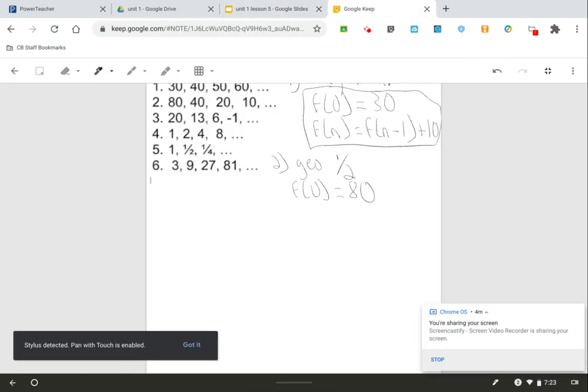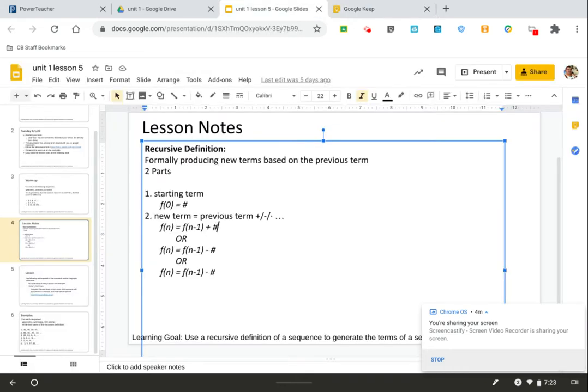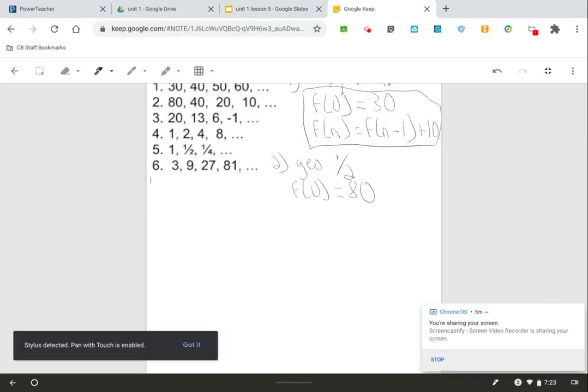And this time, because it's a geometric sequence, we use the multiplying one down here, because our pattern is to multiply. So it's f of n equals f of n minus 1 times, and what did we say we were multiplying by? We were multiplying by a half. This is our answer for number 2.